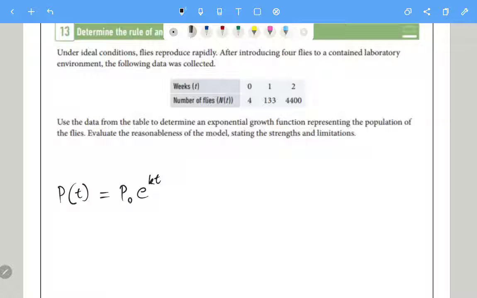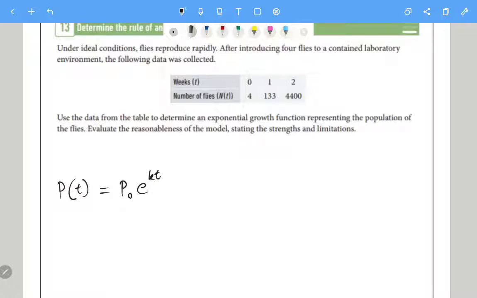So, under ideal conditions, flies reproduce rapidly. After introducing 4 flies to a contained laboratory environment, the following data was collected. The weeks and the number of flies are being modeled here, in this case using the letter N for the number of flies. Use the data from the table to determine an exponential growth function representing the population of the flies. Evaluate the reasonableness of the model, stating the strengths and limitations.